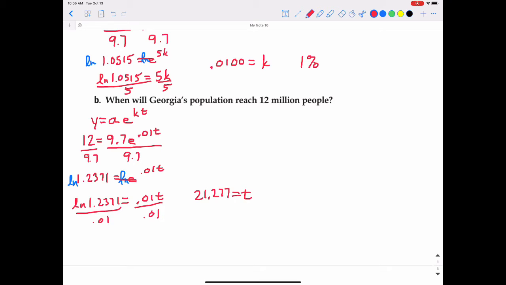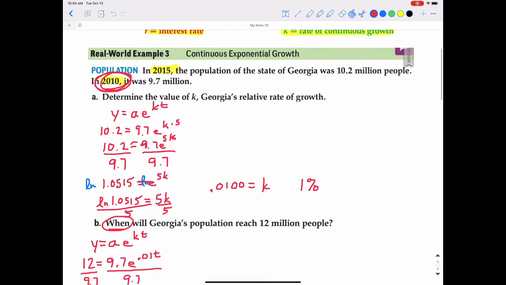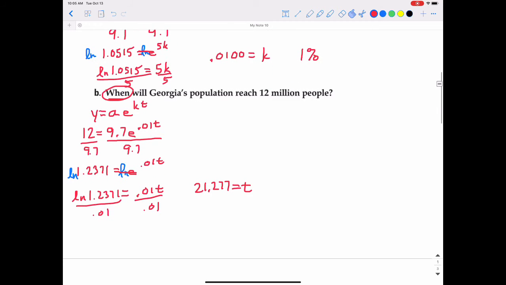21.277. So the question asked, when is Georgia's population going to be 12 million people? So we're going to have to add 21.277 years to the starting amount, or the starting year. So if we look back up here, the starting year was 2010. So 21 years after 2010 would be about sometime early in the year of 2031.